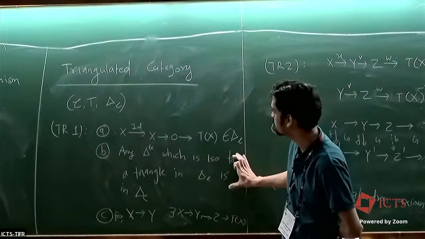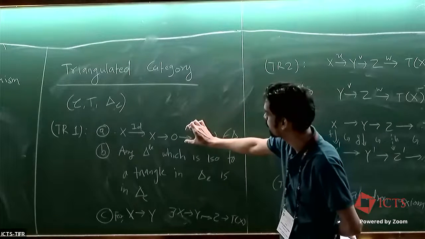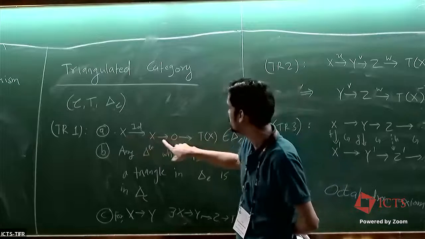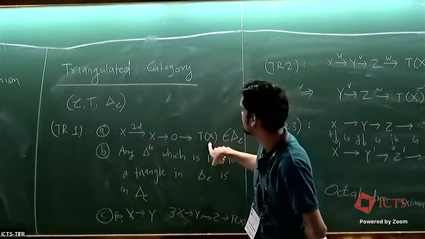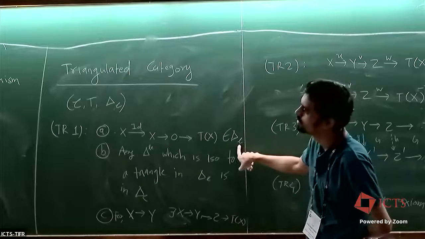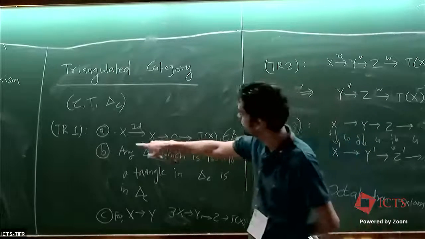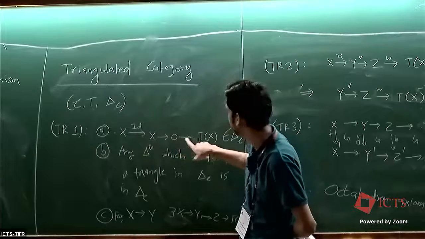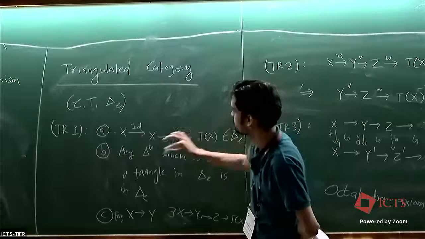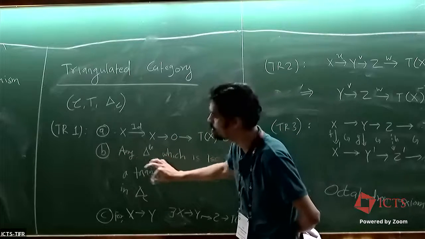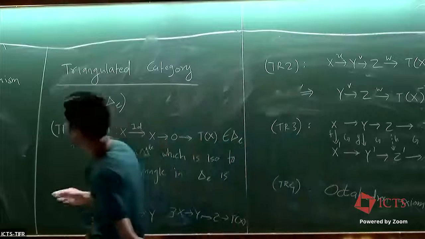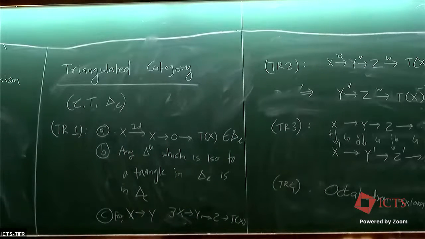This is also okay. For this one, what we have to show is that X to 0 to TX is a distinguished triangle. That means I must show that X to 0 to TX is isomorphic to something, to the cone of that map, to T of the first thing.